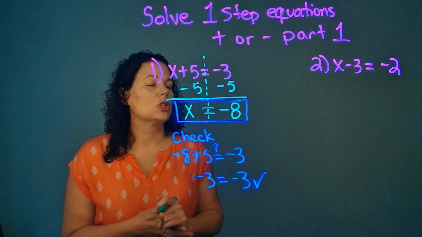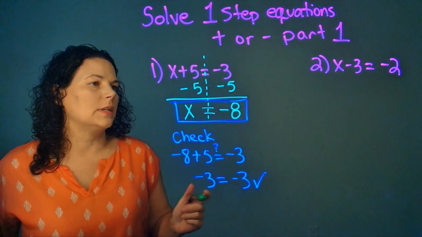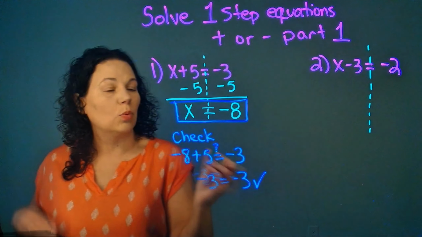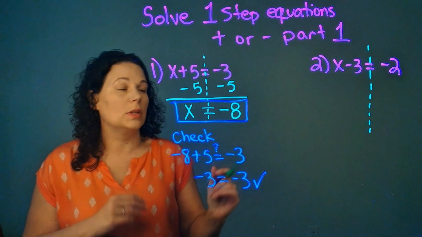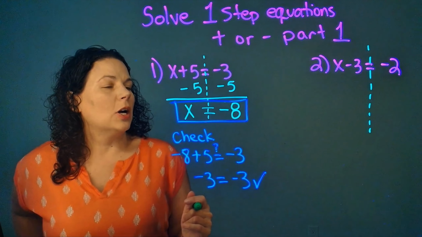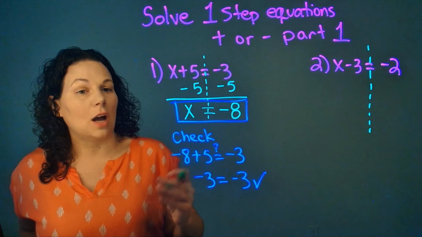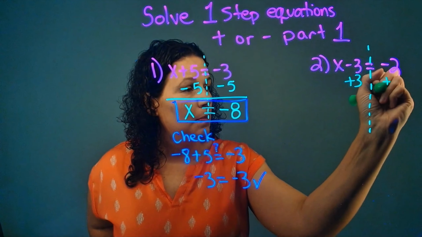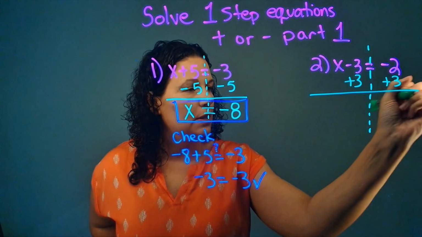All right, number 2, x minus 3 equals -2. If you like, go ahead and draw your dotted line so you remember which side is which. It goes right through the equal sign. How do we undo a -3? The opposite of minus is plus, so we're going to add 3 to both sides. And then draw my equal sign like that.